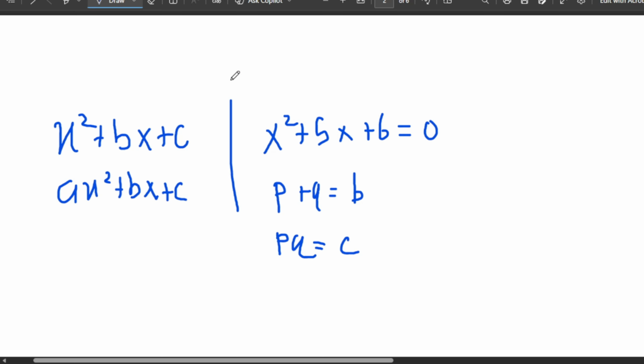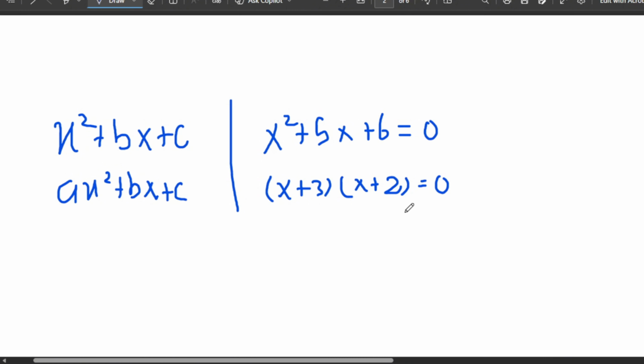Okay, now for this example, we have a quadratic equation in the form of x squared plus 5x plus 6. So we have (x plus 3)(x plus 2). Why? Because 3 times 2 equals 6, and 3 plus 2 equals 5. And this is set to 0. Now, what does this mean?